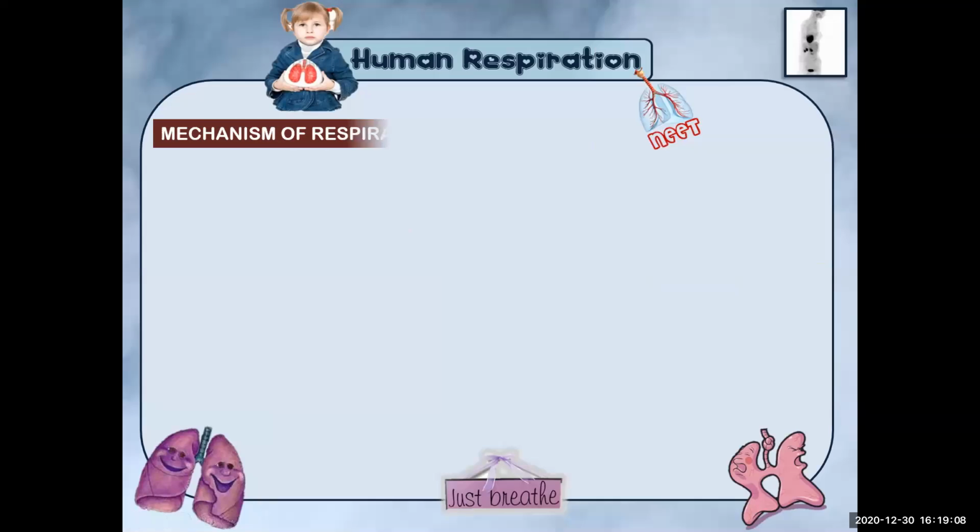Then we move ahead and we come to the mechanism of respiration. We are on breathing, and breathing involves two parts: inspiration and expiration. Inspiration is also known as inhalation. Expiration is also called exhalation. Now, when we talk about inspiration, what happens in inspiration is an active process.